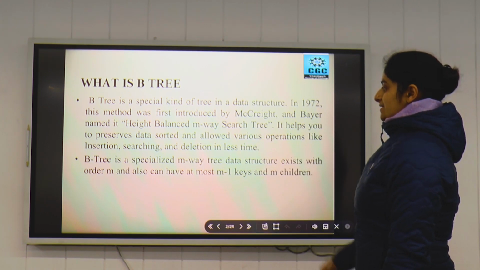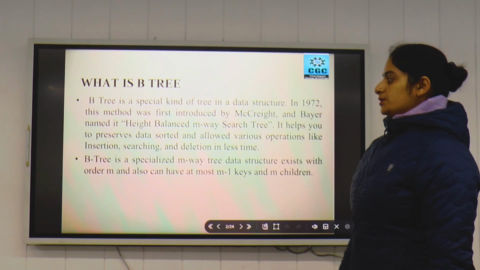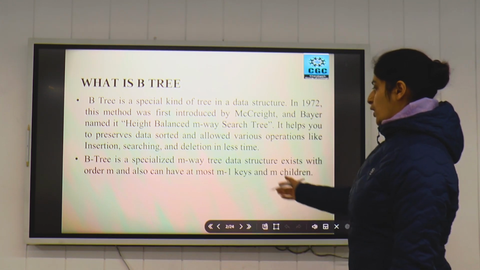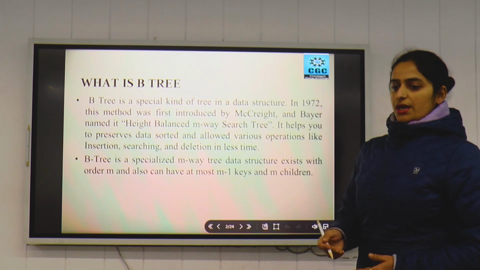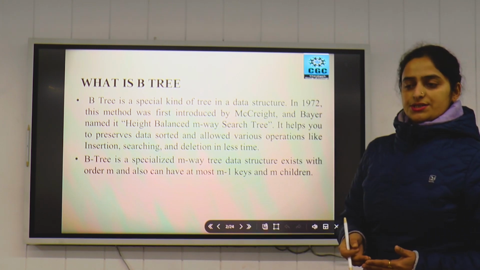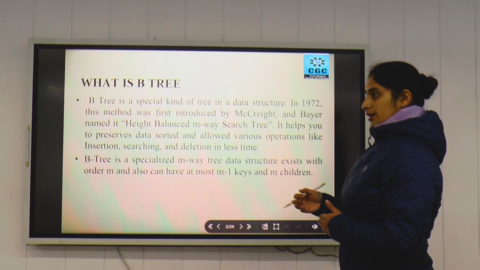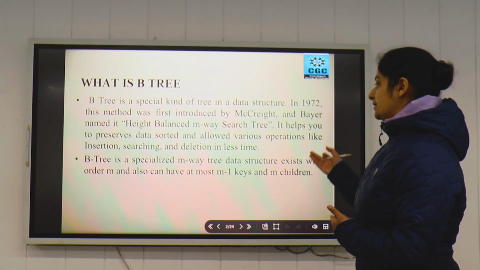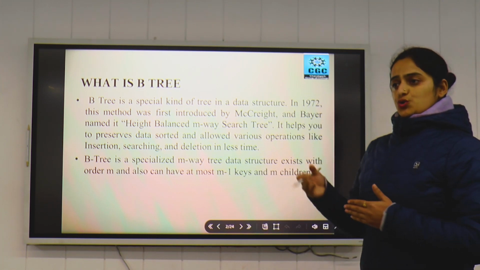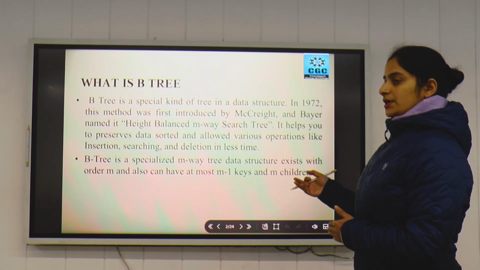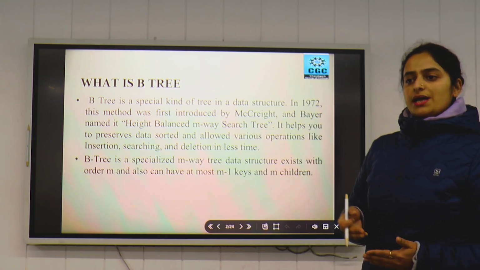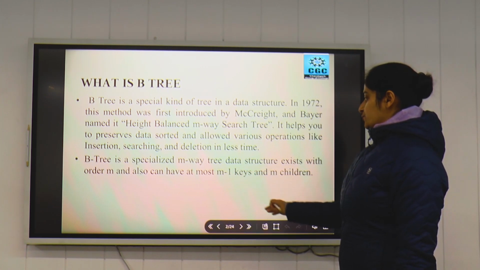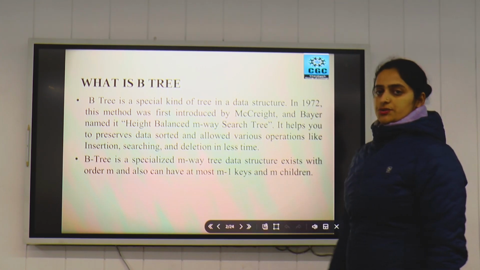A B-tree is a specialized M-way tree data structure with order M and can have at most M-1 keys. So what does it mean? A key is generally nothing but the data element. So the number of keys is always one less than the order. That's why it is given here as M-1 keys and M children.